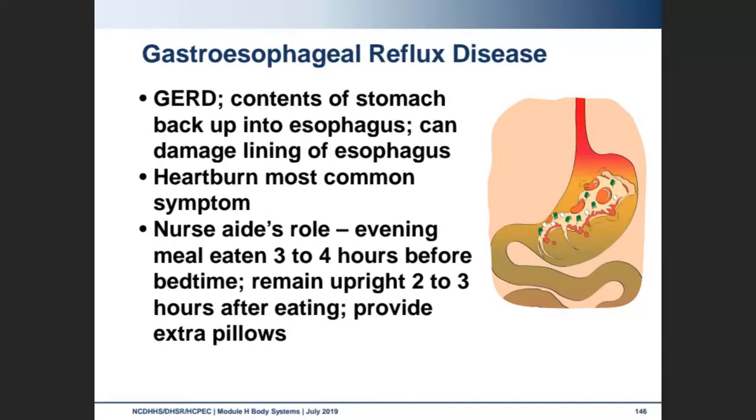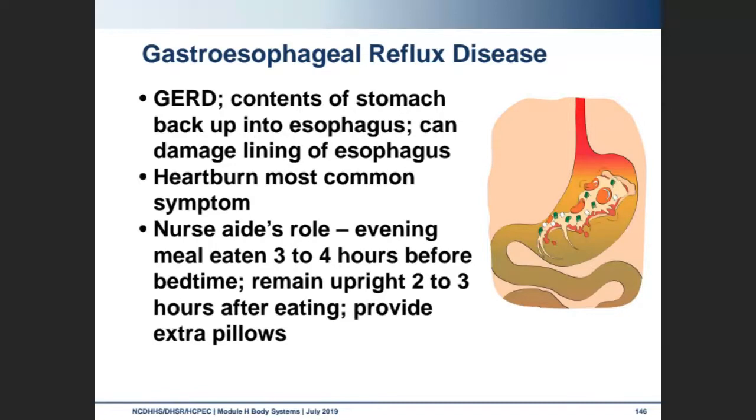GERD is a chronic condition when liquid contents of the stomach back up into the esophagus. It's acidic, it's inflammatory, and can really damage the lining of the esophagus over time. Heartburn is the most common symptom, and it's caused by the weakening of the sphincter muscle that joins the esophagus to the stomach. If GERD is untreated, it can cause ulcers and ulceration.